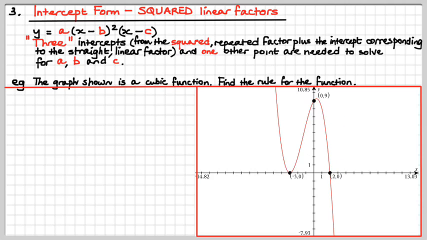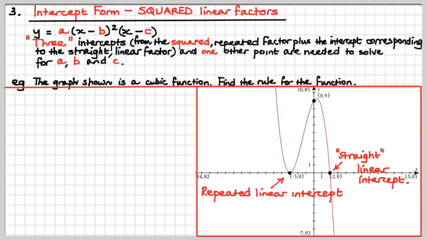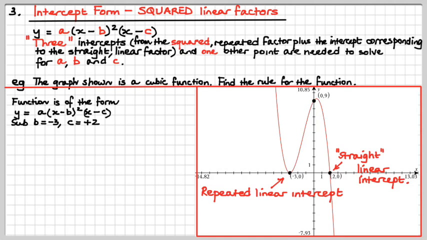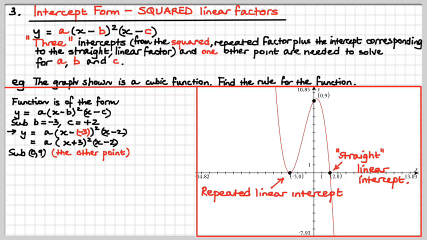And this one here will give us our dilation factor, the A factor, okay? Yeah, got it? So that's the template we're going to use for this case. That's the squared linear factor, that's the normal straight linear factor. Put in our intercepts, and away we go, right? That's what it's going to be now. All we've got to do now is substitute this point in here, and we've got the value of A.